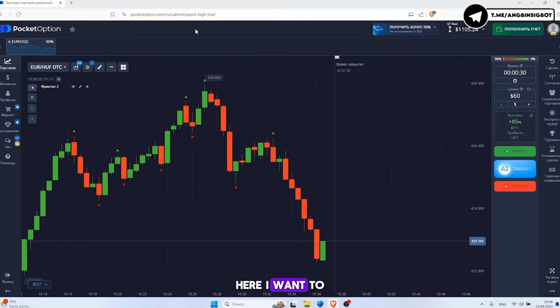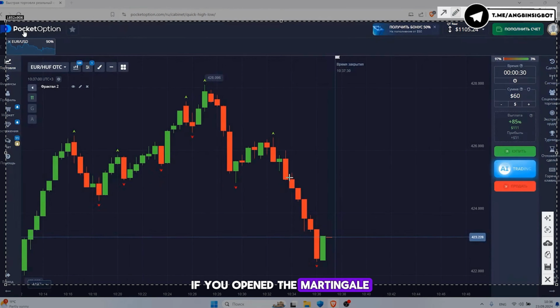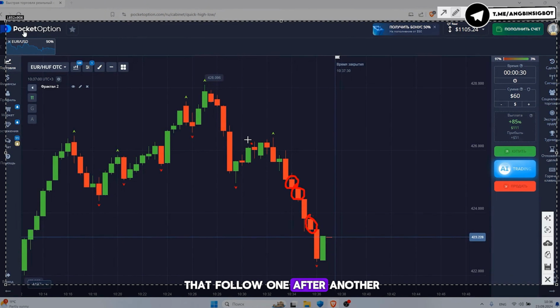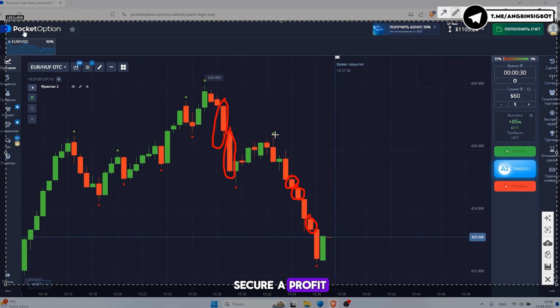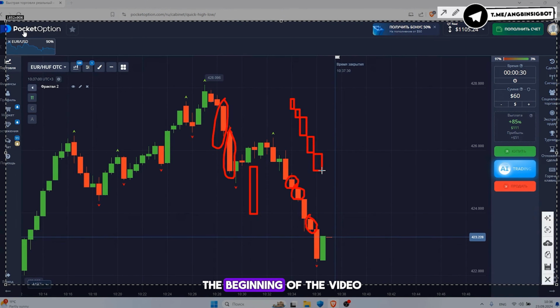Here, I want to show a bad example of a strategy where you would lose your deposit if you opened a martingale on each new candle. We see small candles that follow one after another. That means it would take 3 attempts to secure a profit, and it is necessary for the movement to be sharp, preferably from levels and without any unclear shadows, which were mentioned at the beginning of the video.